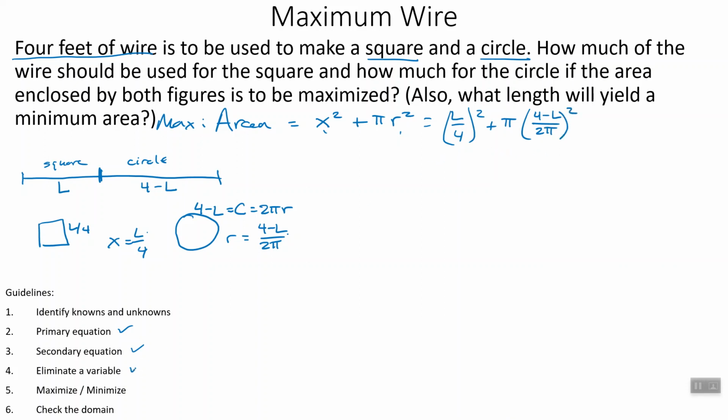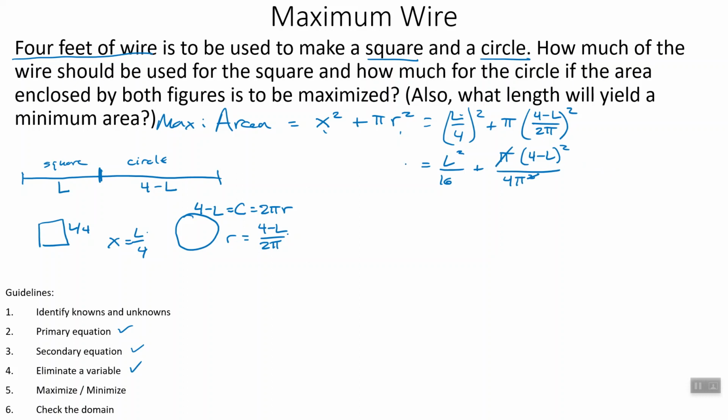So now we have eliminated both variables and plugged in this new variable L, which is actually what we want, the length that will yield the minimum area. All right, so now we want to maximize or minimize this. So let's try and simplify it first. So L squared over 16 plus pi. Let's see, do I want to distribute that or not? We'll just leave it as 4 minus L squared over 4 pi squared. We can square the bottom though, and that's going to cancel out one of those pi's.